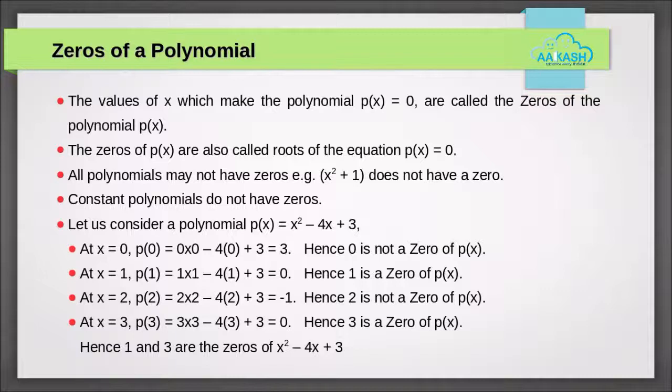In the following example, note that the number 0 is not the zero of the polynomial. However, it can be a zero of some other polynomials. The polynomial can have no zero or more than one zero. The number of zeros of a polynomial is less than or equal to the degree of the polynomial.